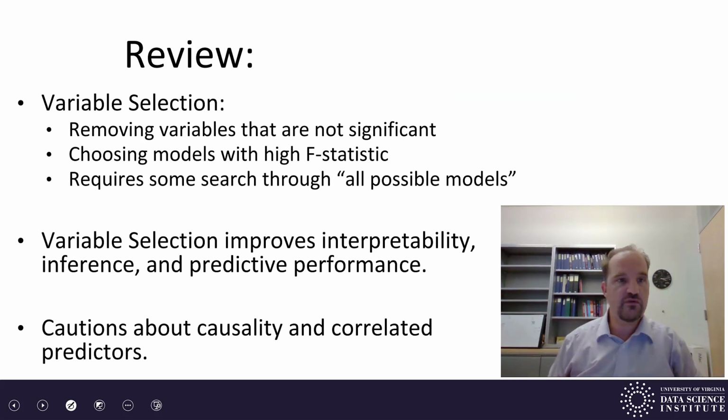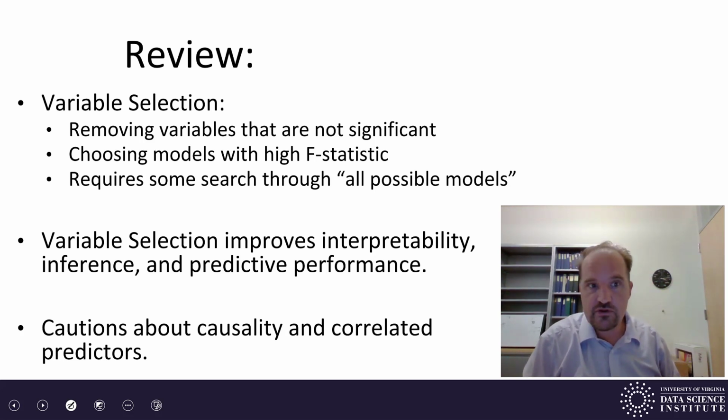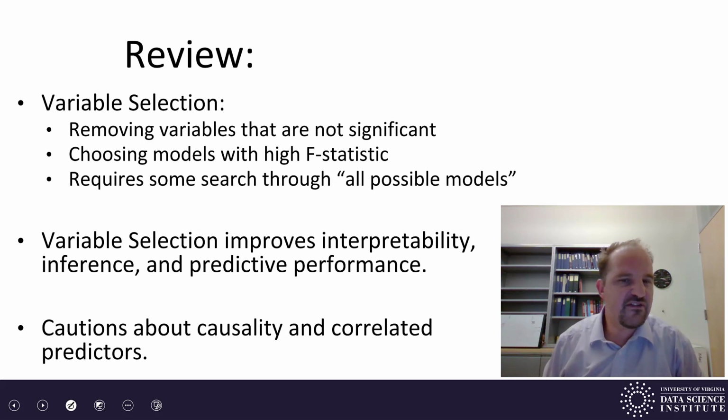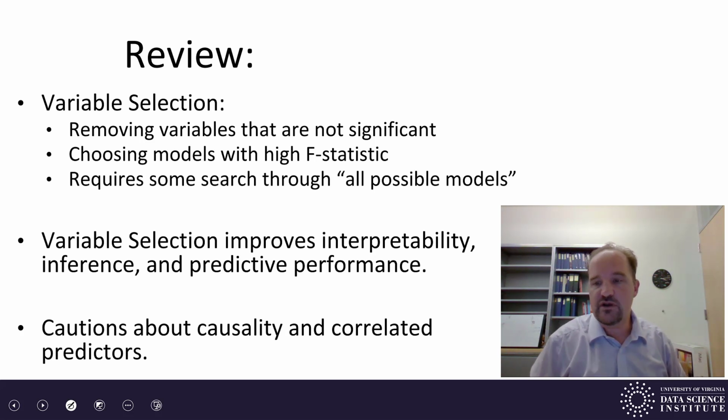So, okay, let's review what we've talked about. We've talked about variable selection, which involves removing variables that are not significant or adding variables that are significant. It's often done by choosing models that have a high F statistic, and we'll see other metrics for comparing models and determining how good their fit is. It requires some search. We don't have to search through all possible models, but we're going to have to consider some subset of all possible models.